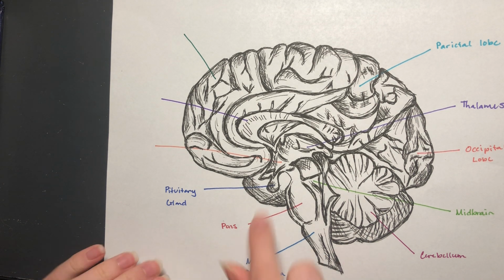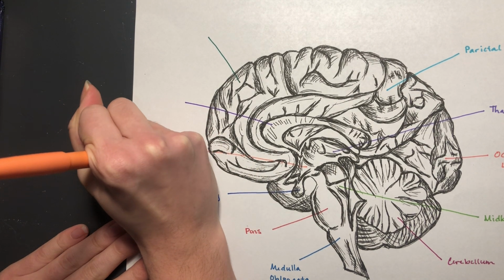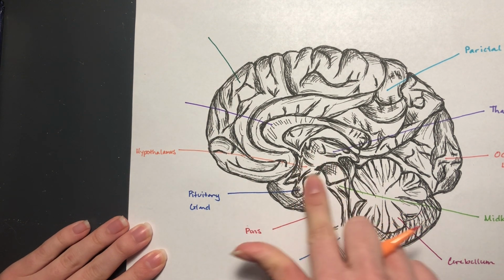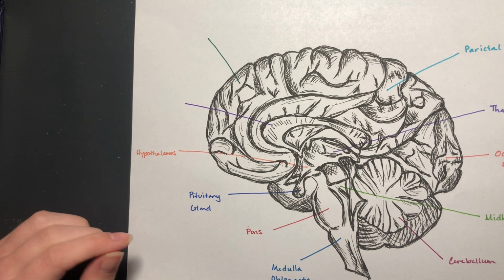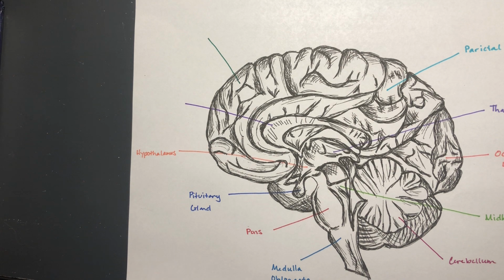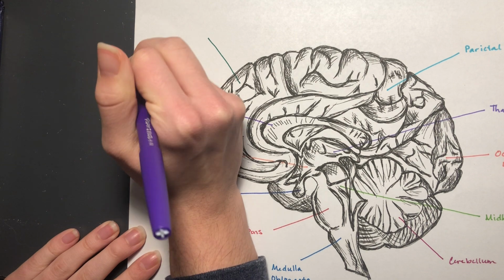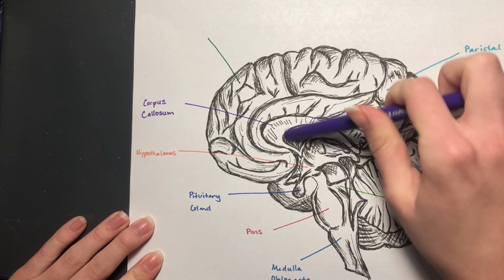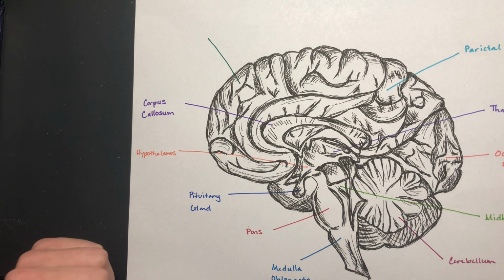Following that, we have the hypothalamus, which typically works with the pituitary gland, which is right in here. The hypothalamus is also involved in hormone secretion. Next, we have the corpus callosum, which is this band in here. The corpus callosum allows information to be transmitted very quickly between the right and left hemispheres of the brain.